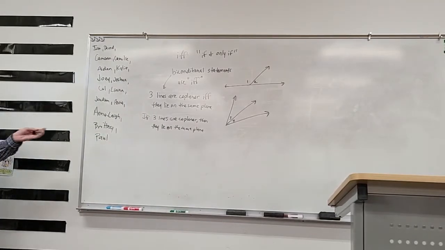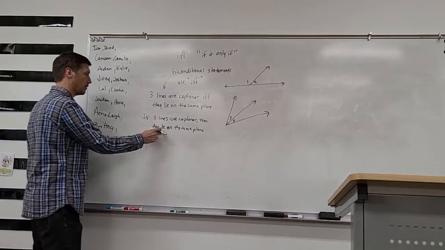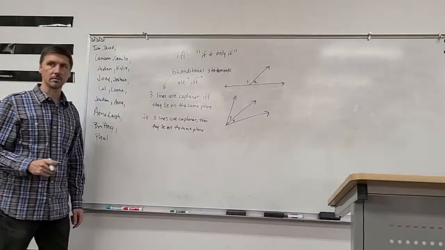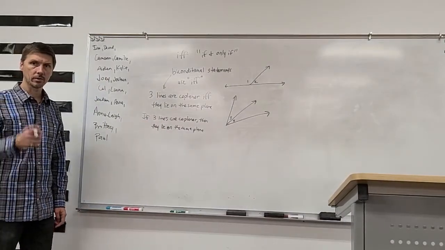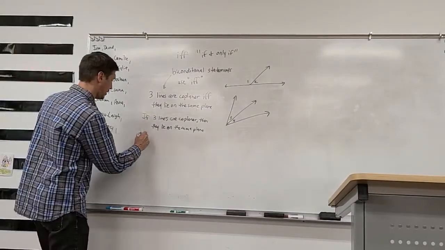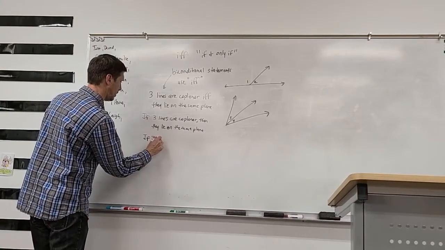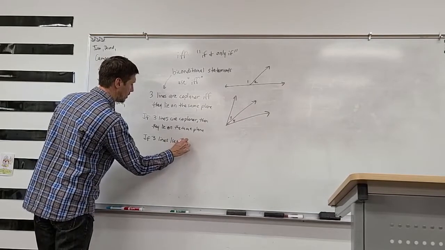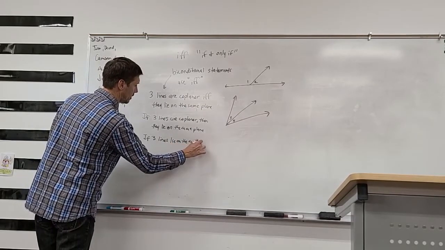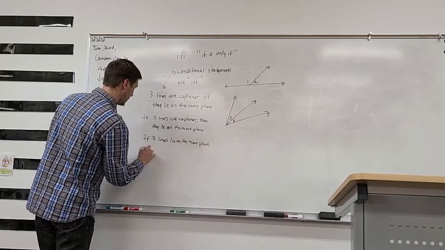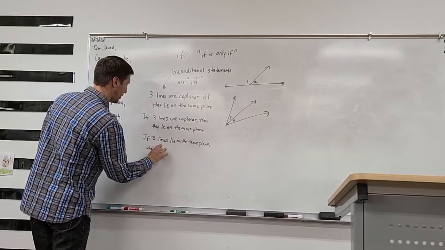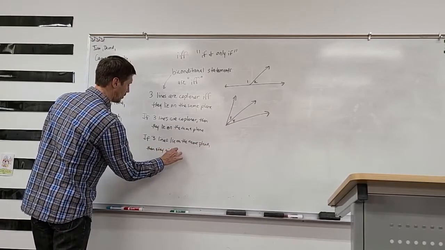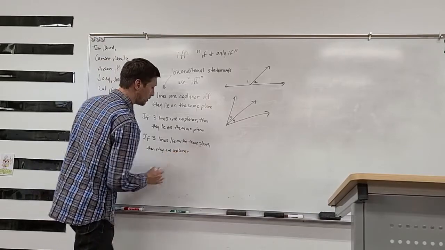Or we just take the statement and flip it around. We're going to have to borrow some language from the first part here, otherwise it doesn't make any sense. All right? You going to take a stab at it? If three lines lie on the same plane, then they are coplanar. That's exactly right. 3 lines lie on the same plane. Then they are coplanar. And so both of those statements are true.